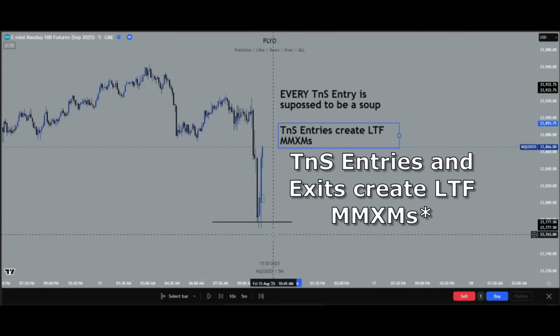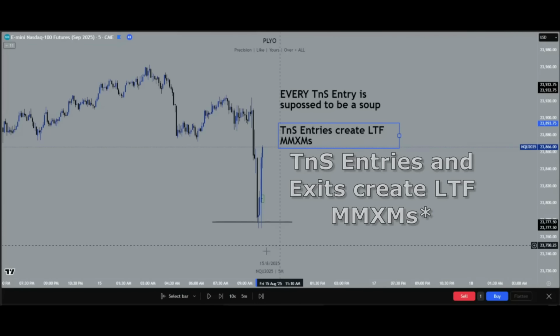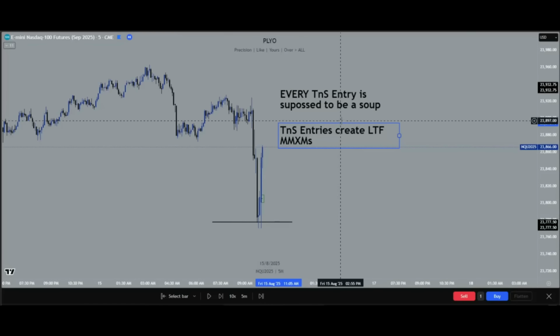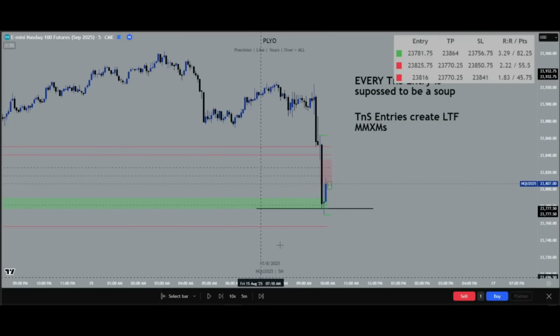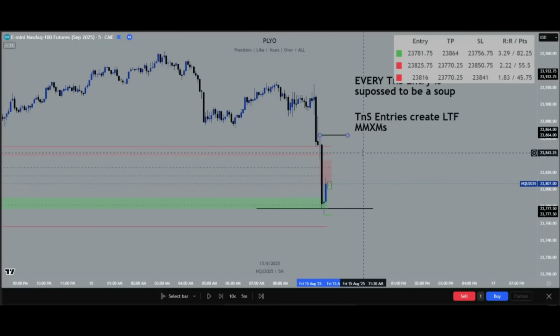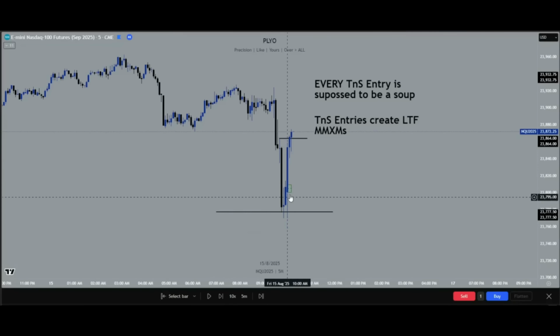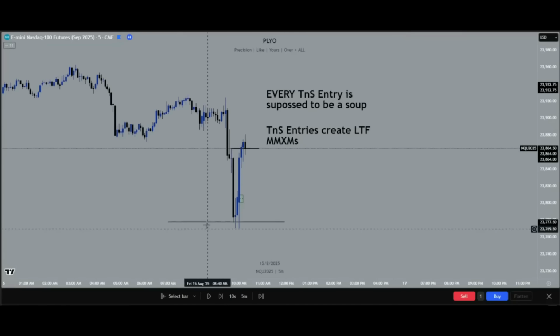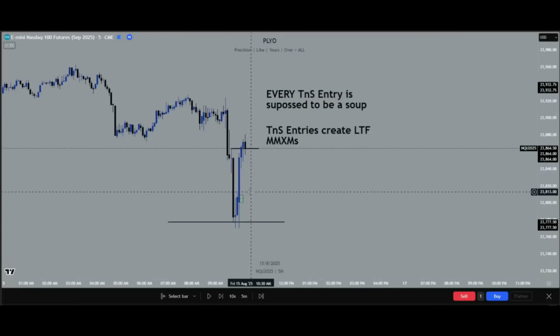Another thing you shouldn't let go of your head: TNS entries create lower time frame MMXMs. What does that mean? It means that whenever TNS gets an entry, it's going to start a lower time frame buy or sell model, depending on the direction of TNS. Once TNS gets its TP, for example, right here, this high was hit. This is the TNS TP. The TNS TP basically controls whether or not we're going to continue in that same direction, or if we're going to completely reverse and get a new buy or sell model.